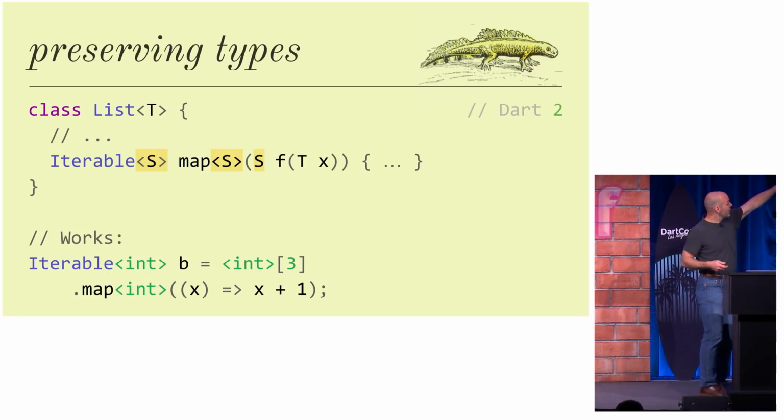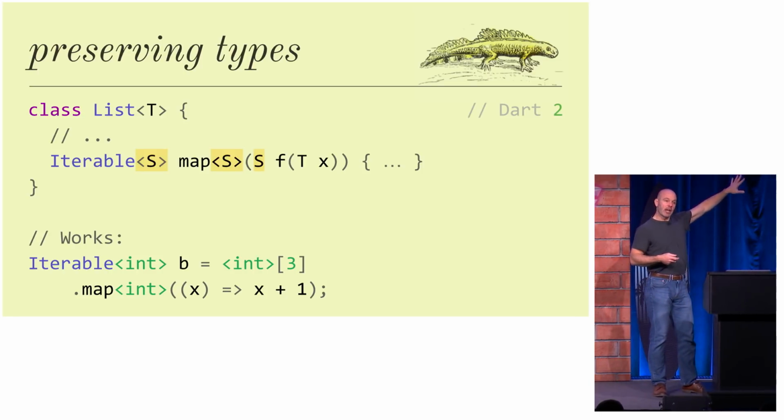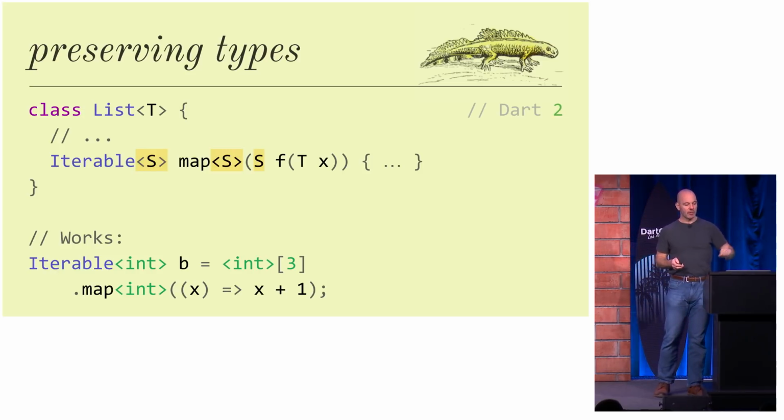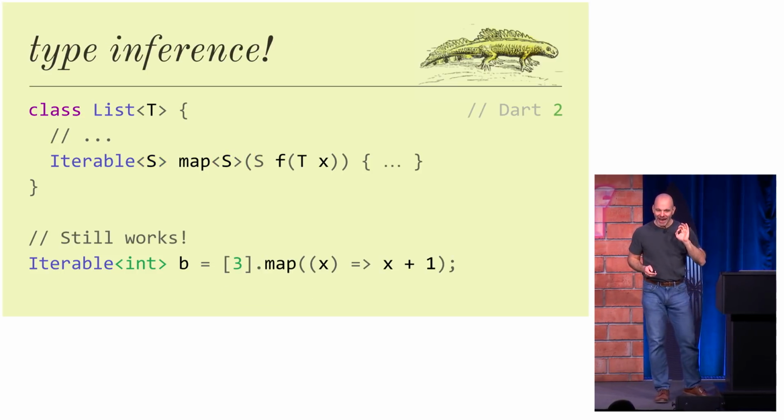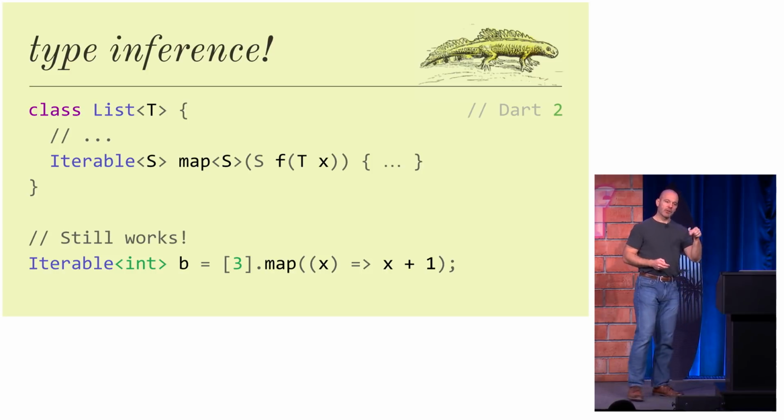So if you add this generic type parameter to map, now you are able to express the fact that the return type of the callback flows through and out to the result type and tells you exactly what the return type of the map should be. And so now you're able to write your code in a way that works in a sound type system. Even better, though, you don't have to actually write all of those types. So this gets to the second part.